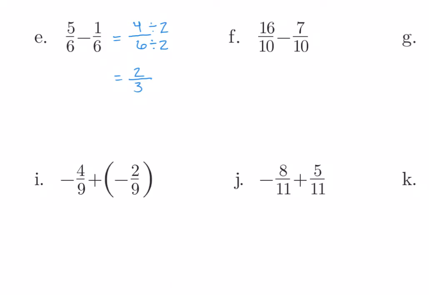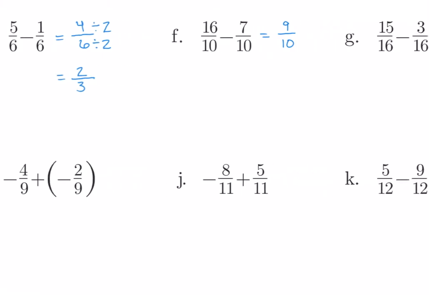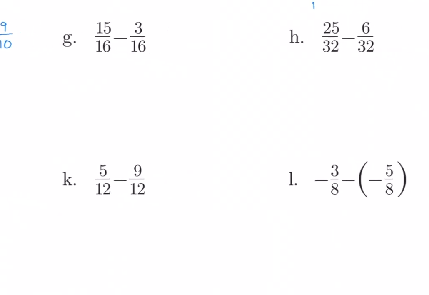All right, example F. Same thing, we're going to subtract the tops. 16 minus 7 is 9. Keep the bottom, so we get 9 over 10. 9 over 10 is in lowest terms, and so we are done. All right, a couple more.